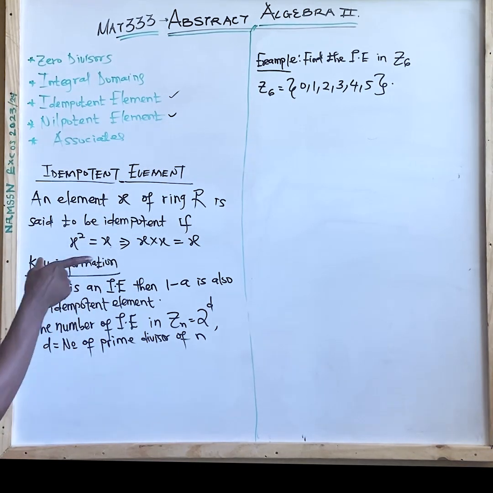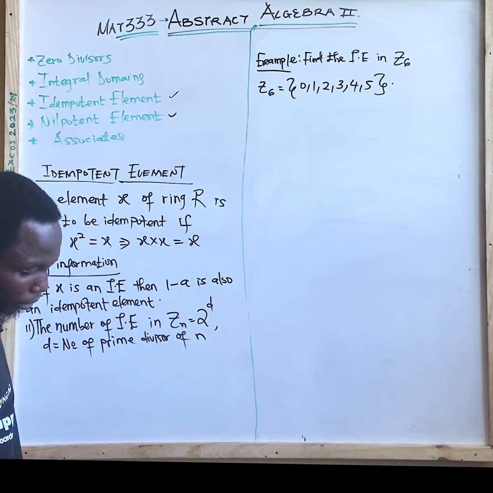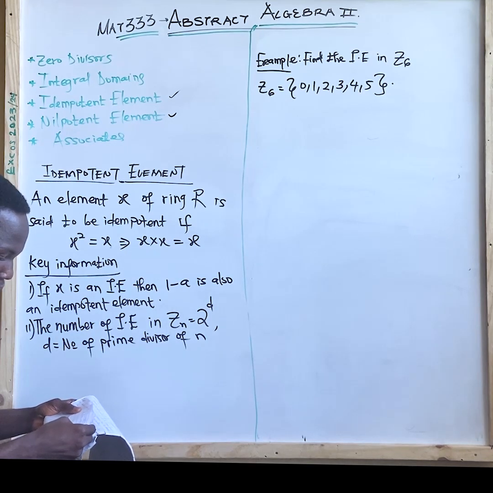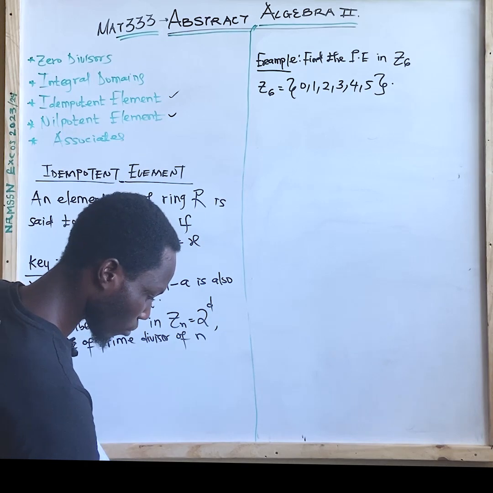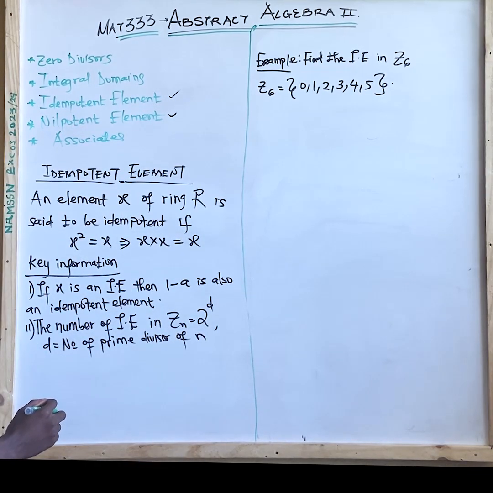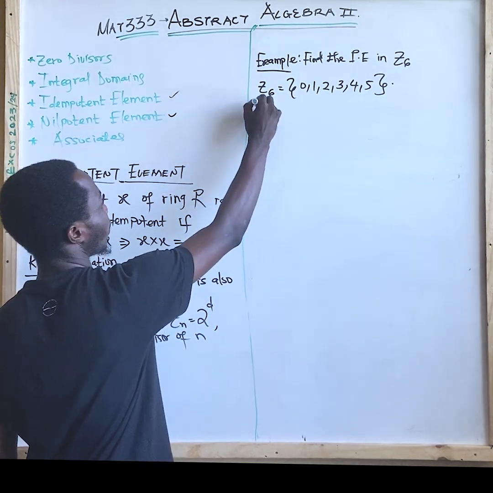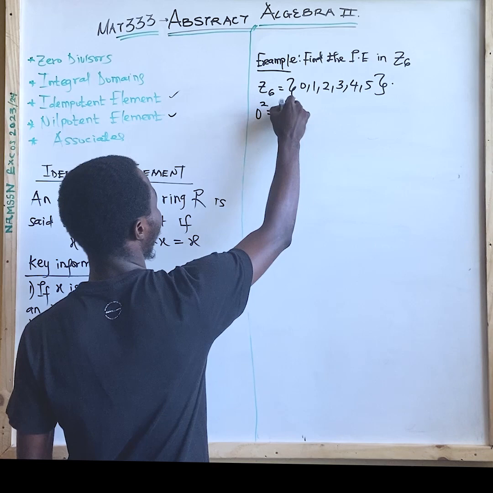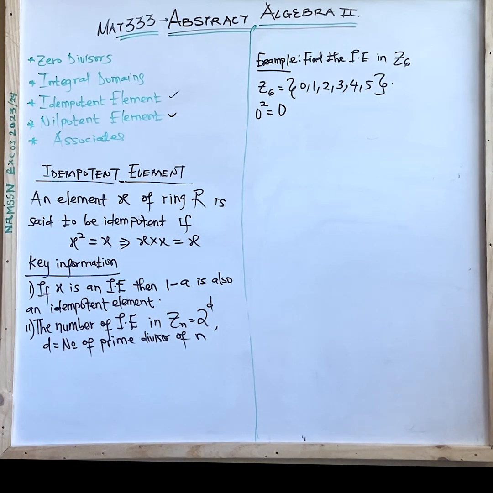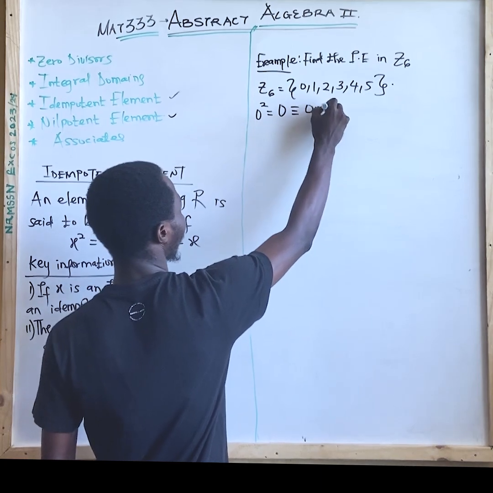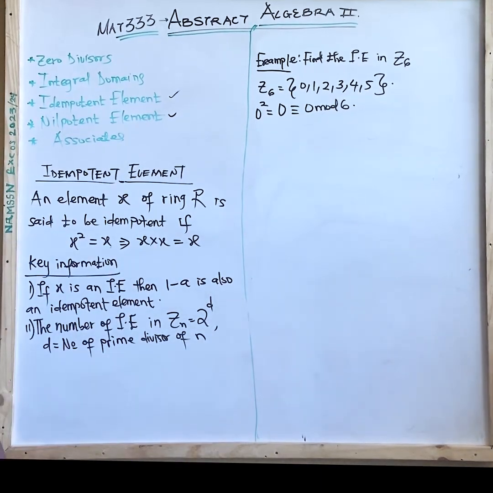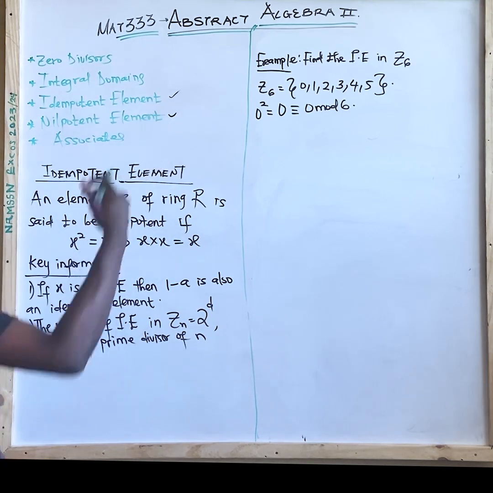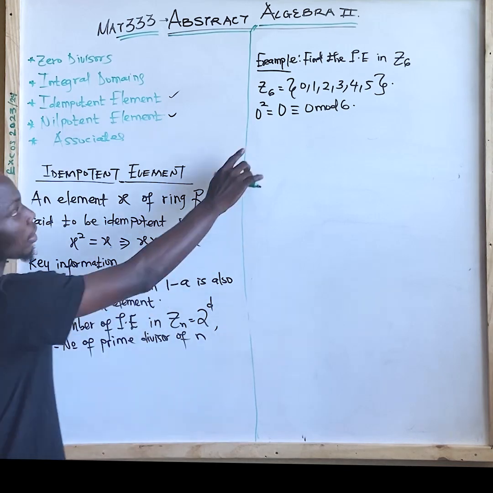That is, if I pick an element and multiply it by itself, it gives me itself back. So if I pick these elements one by one, 0 squared equals 0. If I multiply 0 twice, it gives me 0, and that's equivalent to 0 mod 6. So 0 is an idempotent element because it satisfies this. 0 is always an idempotent element of any given integer domain.